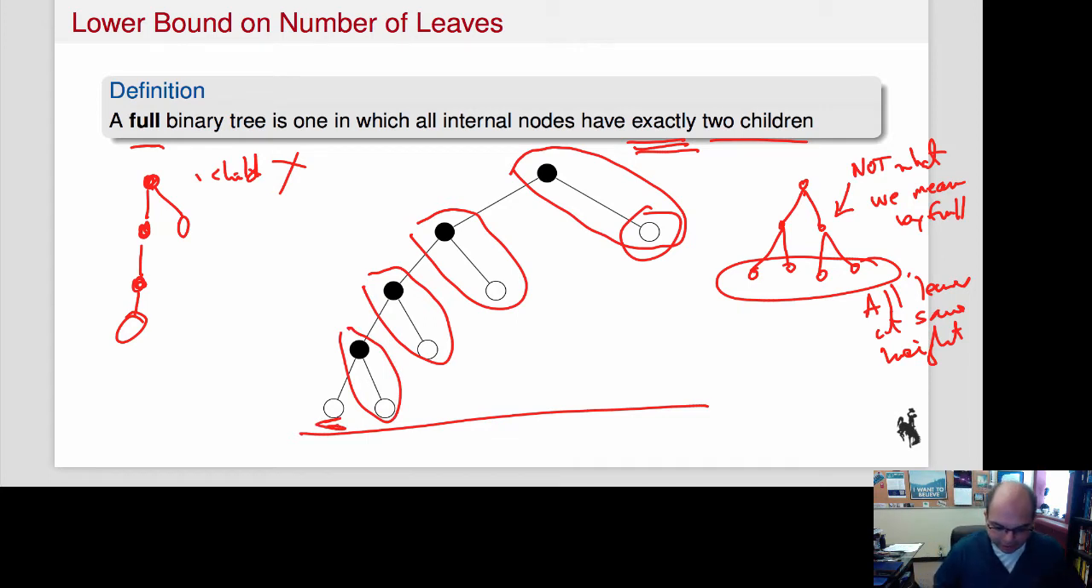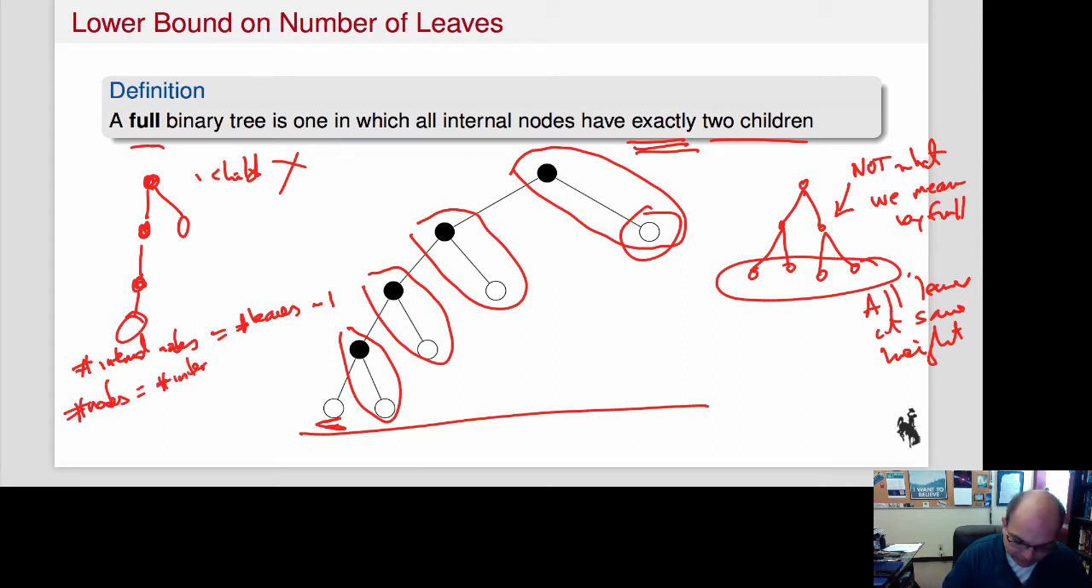So what does that tell me? That gives me a relationship: the number of internal nodes is actually equal to the number of leaves. Close, right? It is the number of leaves minus 1. Because we have 4 internal nodes and then 4 leaves that are matched and then this extra lonely leaf. So one of our measures is the number of nodes, and that's equal to the number of internal nodes plus the number of leaves. But we know what that is, because the number of internal nodes is just the number of leaves minus 1. So this is twice the number of leaves minus 1.